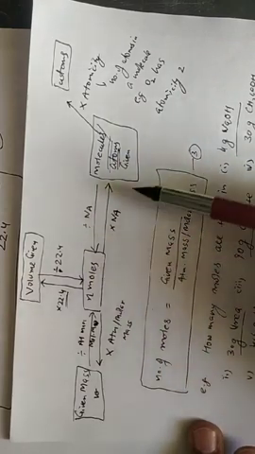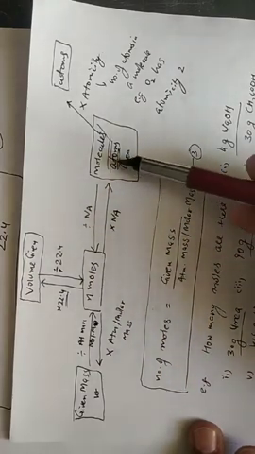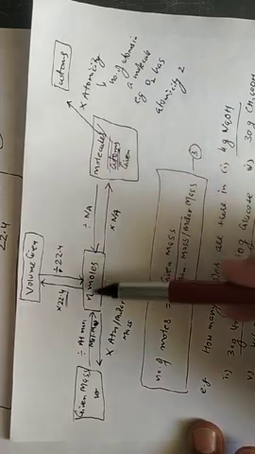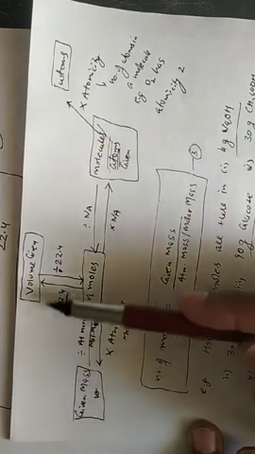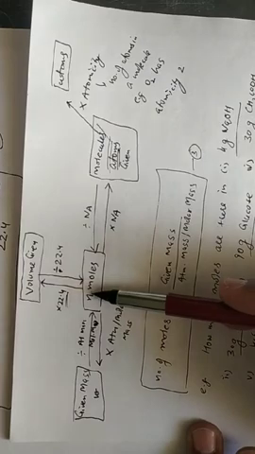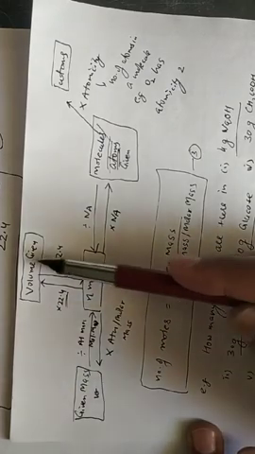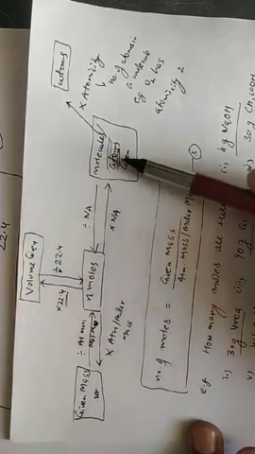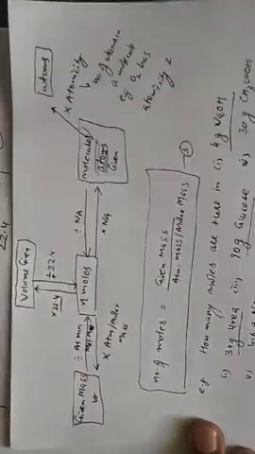Now the next is two-step problems. When the molecules are given, you have to change it into mass. When the volume is given, you have to change it into mass. Or volume is given, you have to find out the molecules. So let's do.